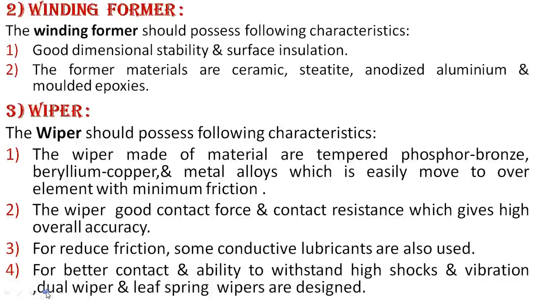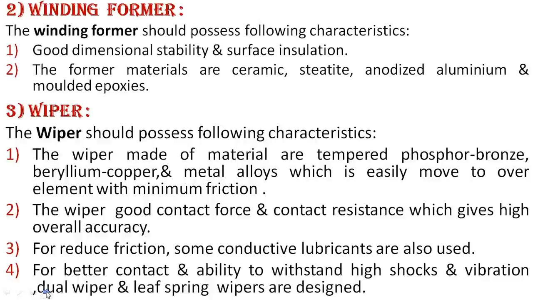Third one is the wiper, that is, the sliding contact of the potentiometer, which should possess the following characteristics. The wiper is made of materials like tempered phosphor bronze, beryllium copper, and metal alloys, which easily move over the element with minimum friction. Second, the wiper has good contact force and contact resistance, which gives high overall accuracy. Third, for reduced friction, some conductive lubricants are used. Fourth, for better contact and the ability to withstand high shocks and vibration, clip and spring wipers are designed. These are the characteristics that should be possessed by the wiper or sliding contact of the potentiometer.